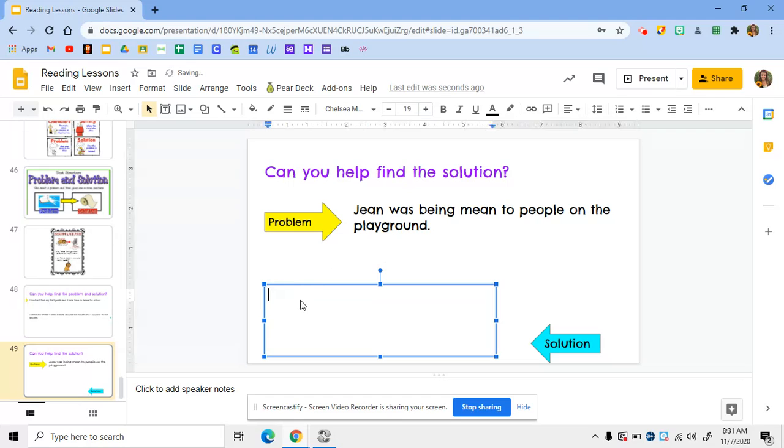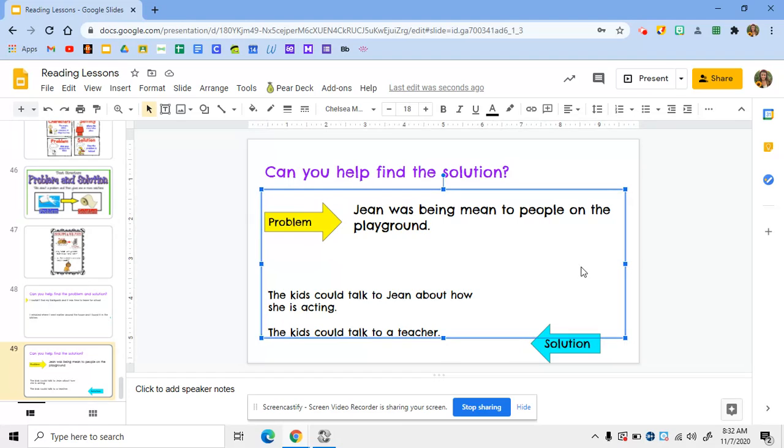So one solution could be that the kids could talk to Jean about how she is acting, and maybe they can talk with each other and solve the problem that they're having. They can all play nicely together. Another solution could be the kids could talk to a teacher. There doesn't just have to be one solution to a problem. There could be many solutions.